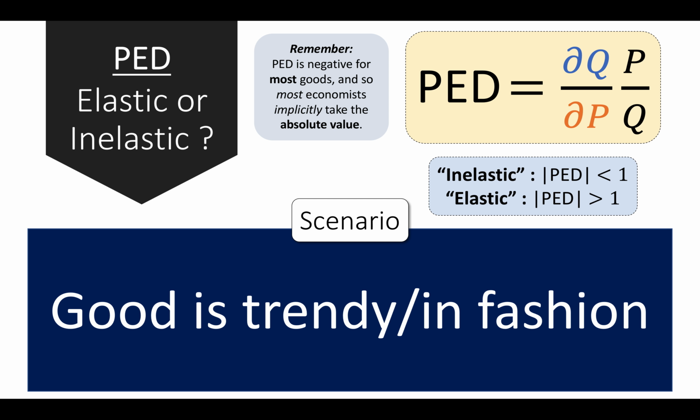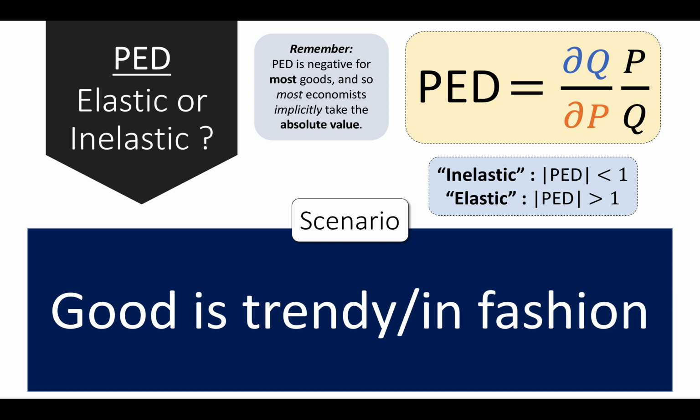You're going to say, I need a shirt. I don't care what the shirt is, so I'm going to buy the cheapest shirt I can find that fits. But if it is a particular type of shirt that you're looking for, or hat or whatever, then in that case you care a little less about price. And so trendy or in fashion, that typically means inelastic.